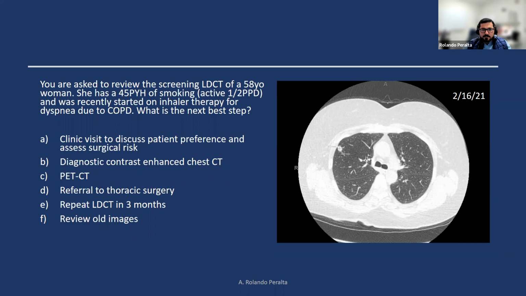Second question. You are asked to review the screening CT of the same patient. She's 45 pack-year history, smoking, active, a pack per day, recently started inhaler therapies. What is the best next step? This is all you get. And I'll take answers. You want to go to clinic to talk about risks. You're going to get a diagnostic contrast-enhanced chest CT or a PET CT, refer to thoracic surgery, repeat low-dose CT, or review old images.